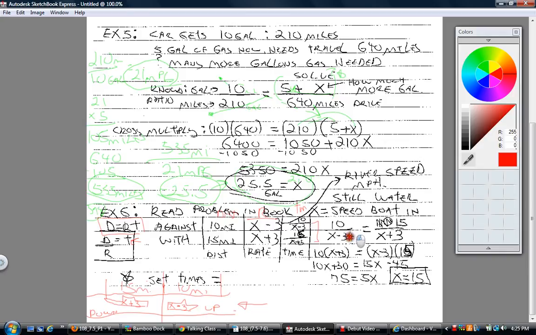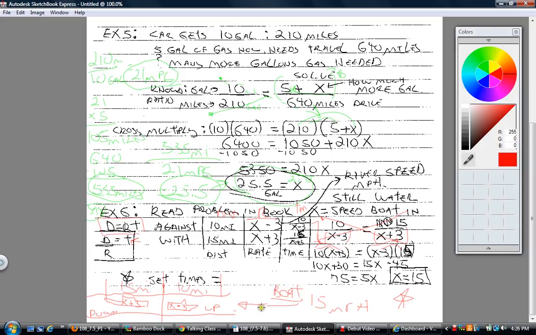Okay, now the big deal to do these problems here, put parentheses around the denominators, and then you're going to go ahead and cross multiply. So you get 10 times the quantity x plus 3, then you get 15 times the quantity x minus 3. Okay, now from here you can see the distributive property working, you can see the details, you can combine like terms, and you come up with x equals 15 miles per hour is the boat speed.